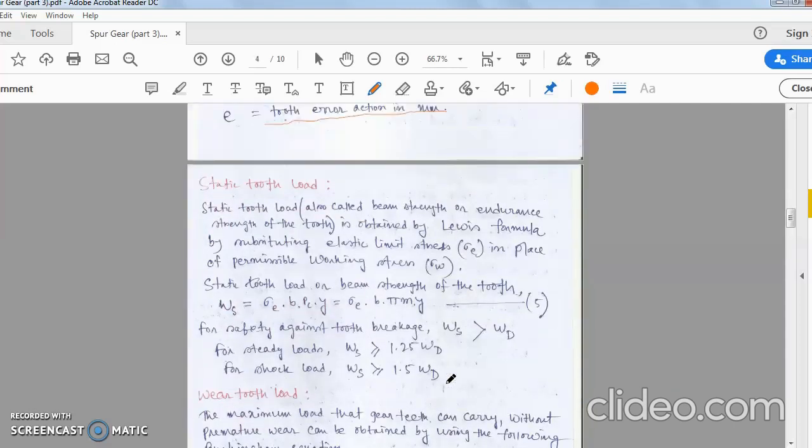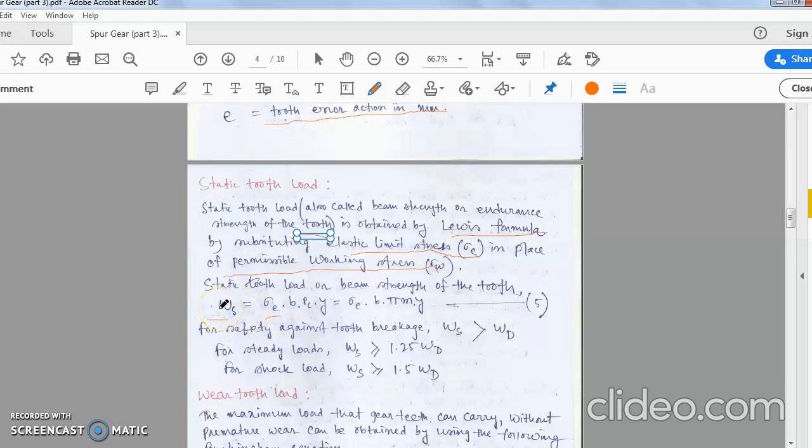Now, static tooth load. The static tooth load, also called the beam strength or endurance strength of the tooth, is obtained by the Lewis formula by substituting the elastic limit stress, that means sigma E, in place of the permissible working stress. We have come to know what WT is. In the WT expression we noticed there was a sigma W, that is the working stress. But in the static load, that is WS, in place of sigma W we put sigma E, the elastic limit stress, and the other parameters remain the same. So it is very easy to remember.